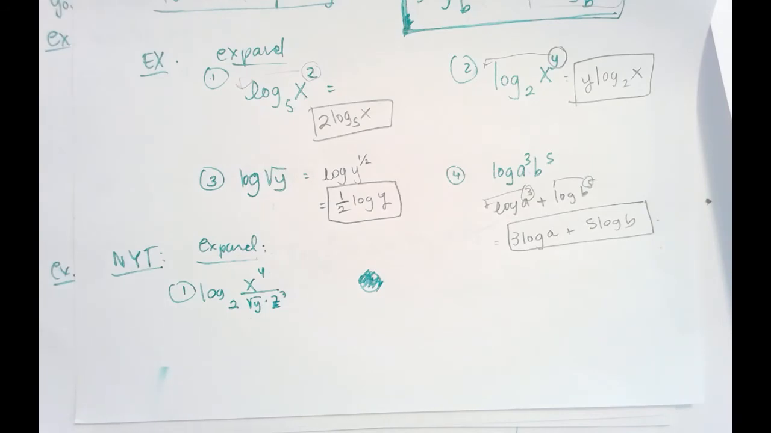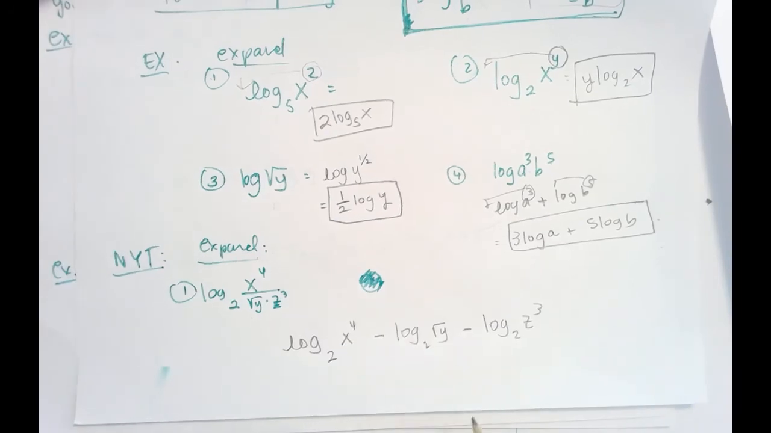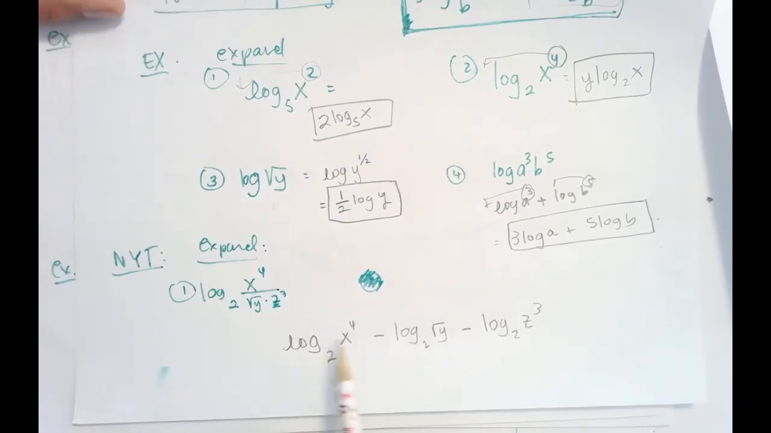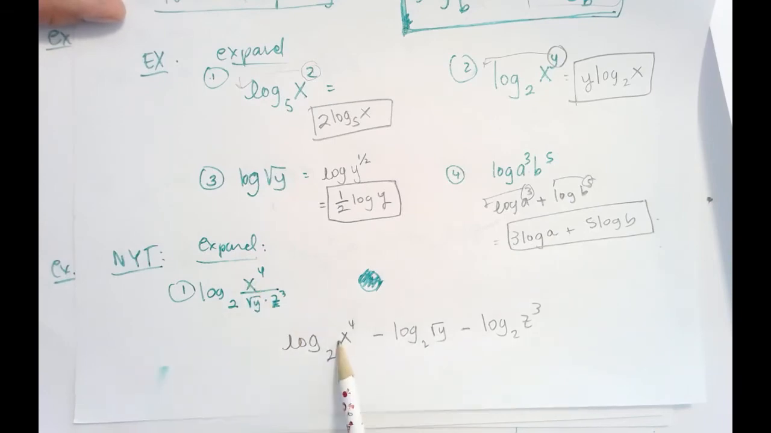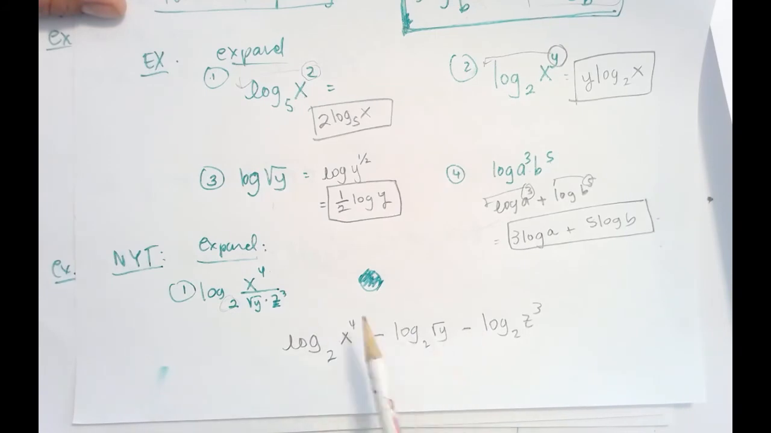Okay, are you guys ready? Are you ready? Here's my first step. My first step is I rewrote this as the numerators being positive and the denominators being negative. I used power and quotient properties first. So this is x to the 4th on top, which is positive. And this is a log square root of y. They're all base 2, mind you. This is a negative. And then you have minus log base 2 of z cubed.